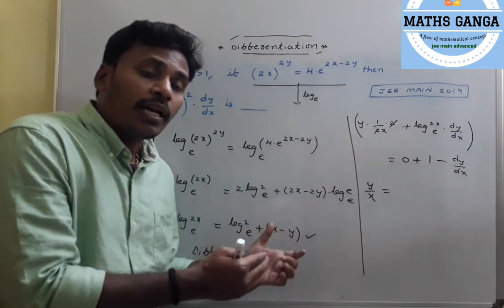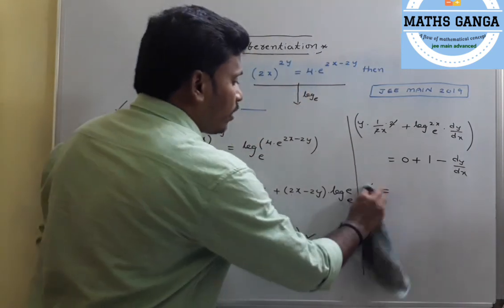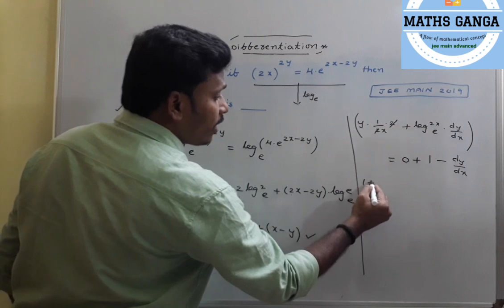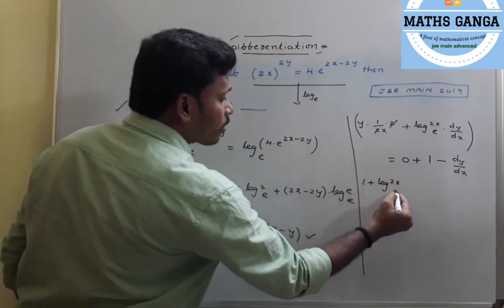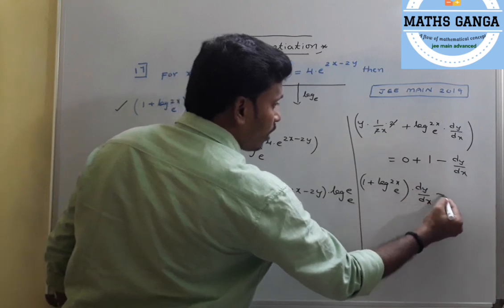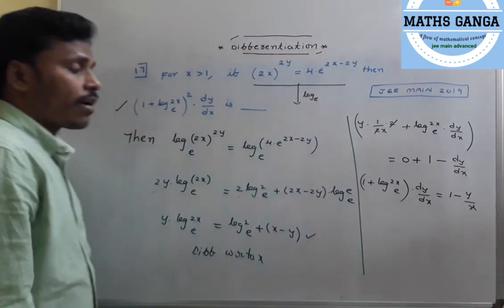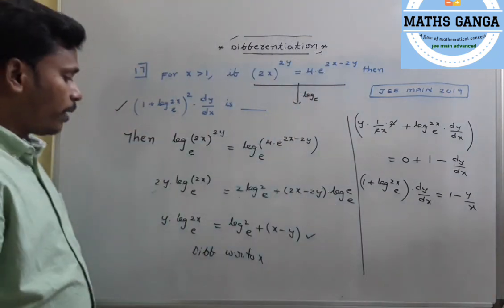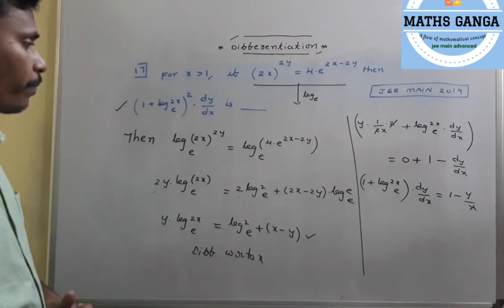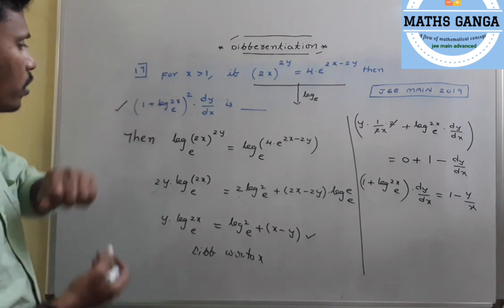I am going to collect dy by dx on the left side as well as the remaining part on the right side. So on simplification, what do we have? When you send dy by dx to this side, you will get 1 plus log 2x base e into dy by dx is equal to 1 minus y by x. Finally we have 1 plus log 2x base e into dy by dx is equal to 1 minus y by x. Further, we need (1 plus log 2x base e) whole square here, right?